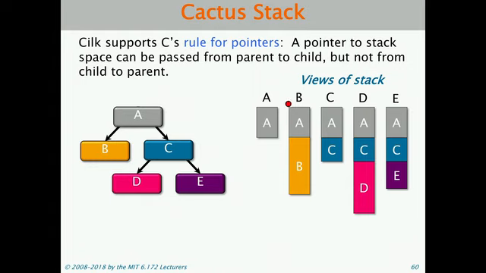So A sees its own stack. B sees its own stack, but it also sees A's stack because A is its parent. C will see its own stack, but again, it sees A's stack because A is its parent. And then finally, D and E, they see the stack of C, and they also see the stack of A. So in general, a task can see the stack of all of its ancestors in this computation graph.